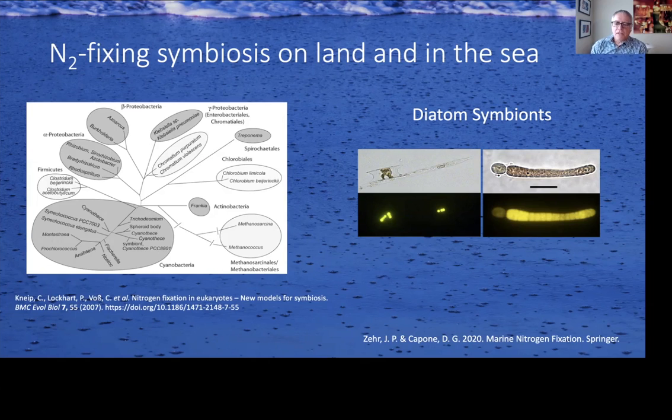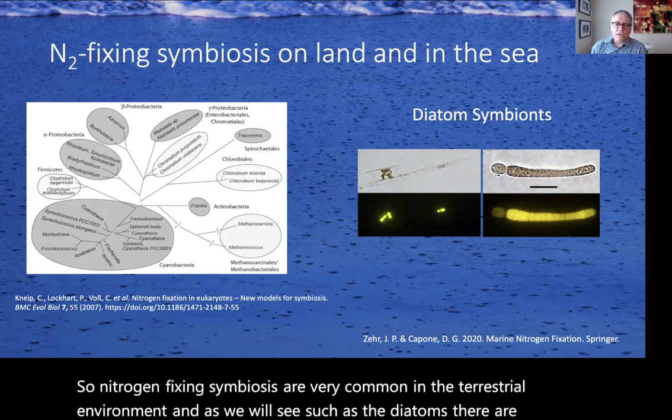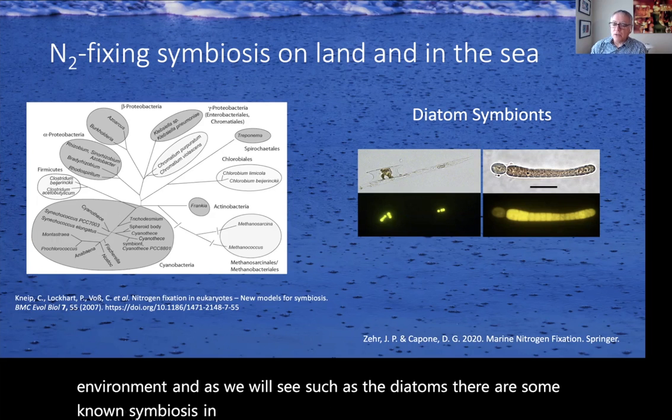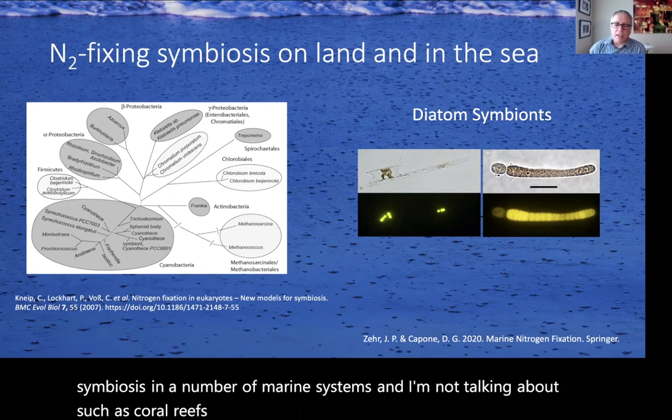So nitrogen-fixing symbioses are very common in the terrestrial environment, and as we'll see, such as the diatoms, there are some known symbioses in the open ocean. I should also say that there are symbioses in a number of marine systems, and I'm not talking about such as coral reefs, but I'm just talking about planktonic nitrogen fixation here today.